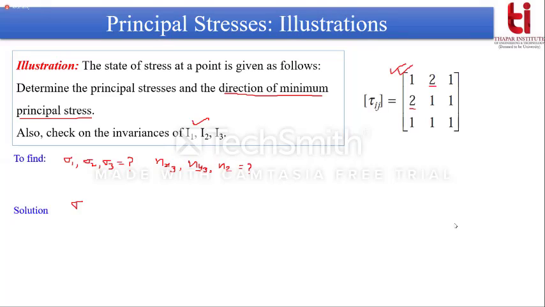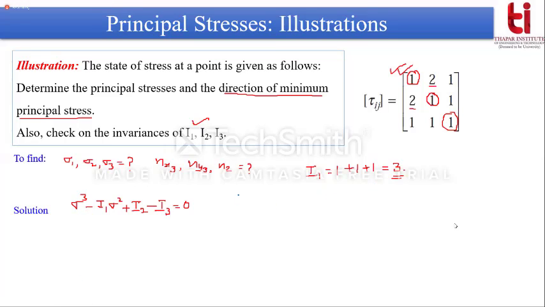First, we know the cubic equation is sigma cube minus I1 sigma square plus I2 sigma minus I3 equal to 0, right? So we already have this. So our target is to get I1. I1 is nothing but the sum of the terms in the principal diagonal. So I1 is equal to 1 plus 1 plus 1. That means it is equal to 3. Okay, and I2 is the sum of cofactors. I will explain I2 separately.